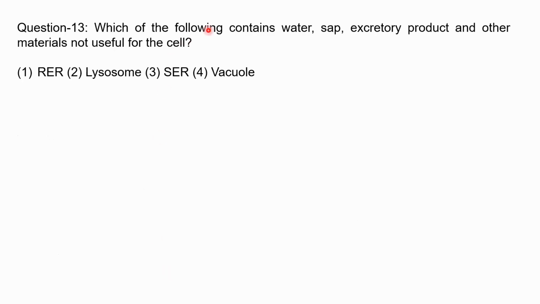The next question is, which of the following contains water, sap, excretory product and other materials which are not useful for the cell? One by one, let's see the functions of the options. Rough ER is basically involved in protein synthesis. Lysosomes mainly contain the hydrolytic enzymes that help in digestion. SER is the smooth endoplasmic reticulum, which is mainly associated with lipid synthesis, while the vacuole is the structure that contains the water, sap, other excretory products or the materials which are not useful for the cell. So the correct answer to this question is option number 4, vacuole.